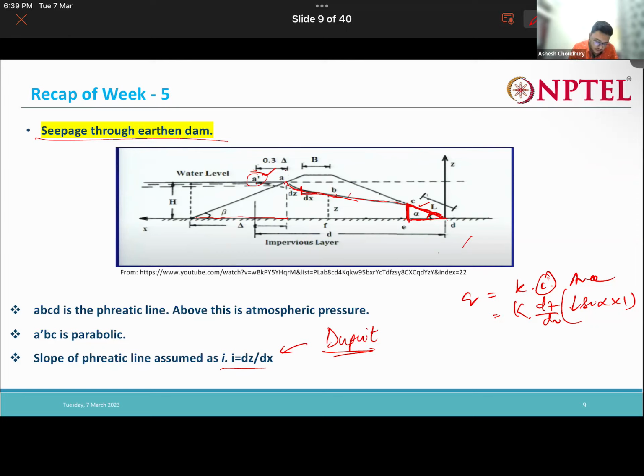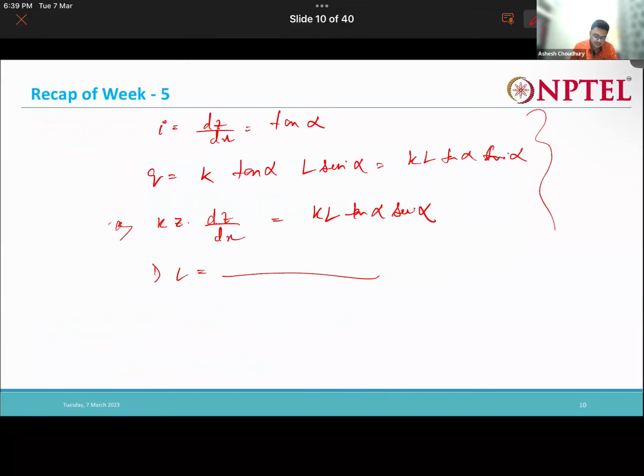Now, how to calculate this D? D is nothing but the length from here to A dash, so we can also find D. Now you know D and you know alpha, so you can calculate this length L from the equation that you derived here. Having determined L, we can find the value of Q.